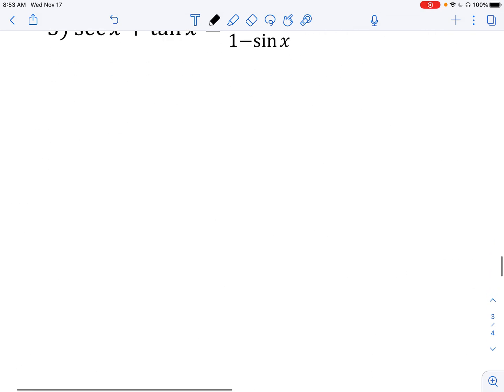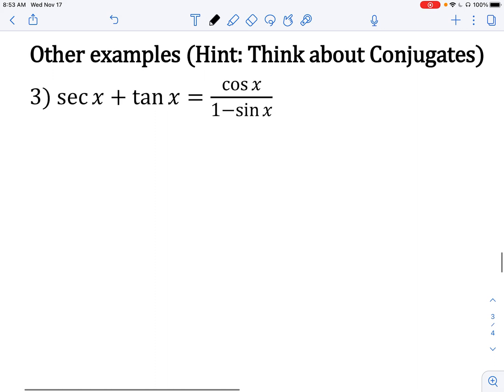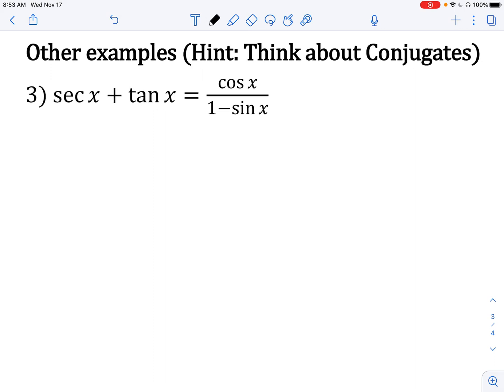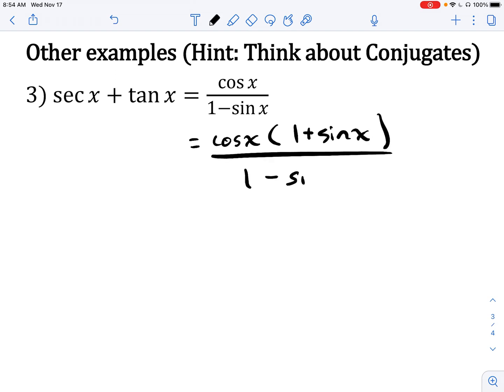All right. Go ahead and pause the video and see if you can work through this one. One of my hints is to think about using the conjugate here. All right. I'm actually going to work with my right side here. I'm going to multiply cosine x times 1 plus sine x. And in the denominator, that's going to give me 1 minus sine squared x.